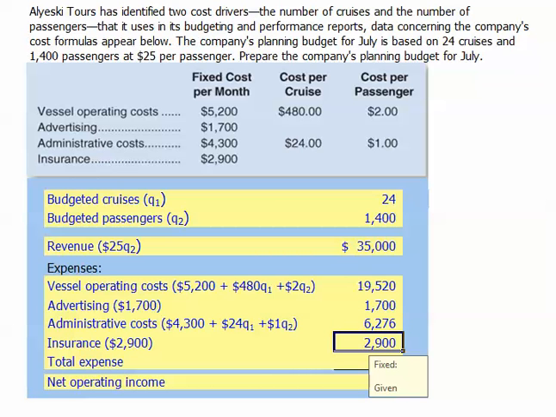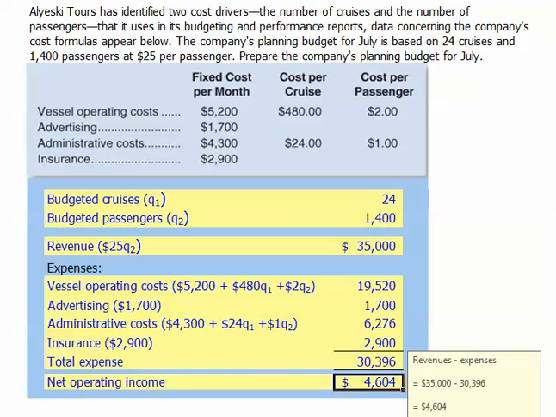So our total expenses will be budgeted at $30,396, which gives us budgeted net operating income of $4,604. That's our revenues minus our expenses.